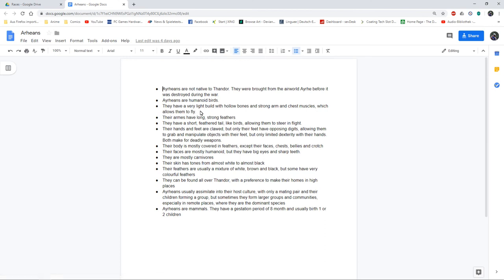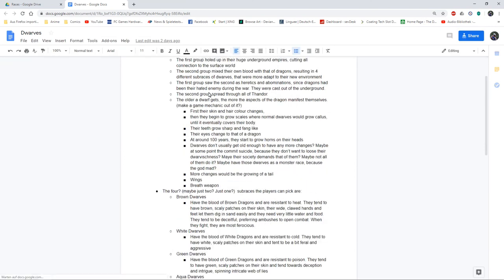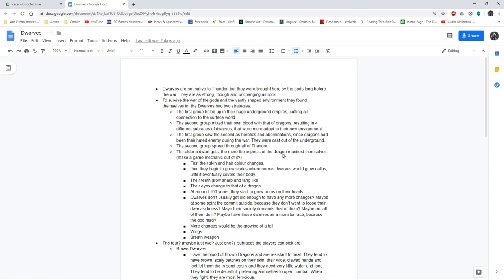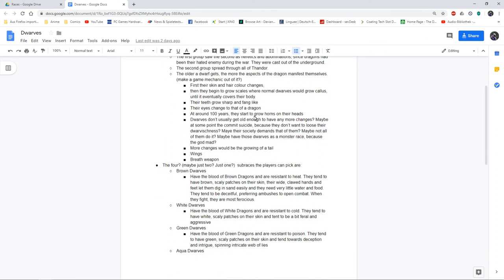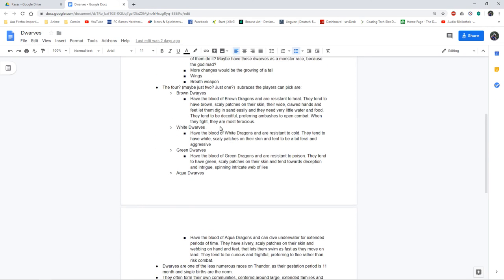Like, I've got the Aryans, which is a kind of flying, harpy-like race, basically bird people. I've got dwarves, and my dwarves are like mixed blood with dragons, and the older they get, the more aspects of the dragon manifest themselves, and then at around 100 years they commit ritual suicide. Not sure why, and I probably won't really put that in the player text as anything definitive, why they would be doing this, or if all the dwarves are doing this at all, and reveal it as a plot point sometime later.